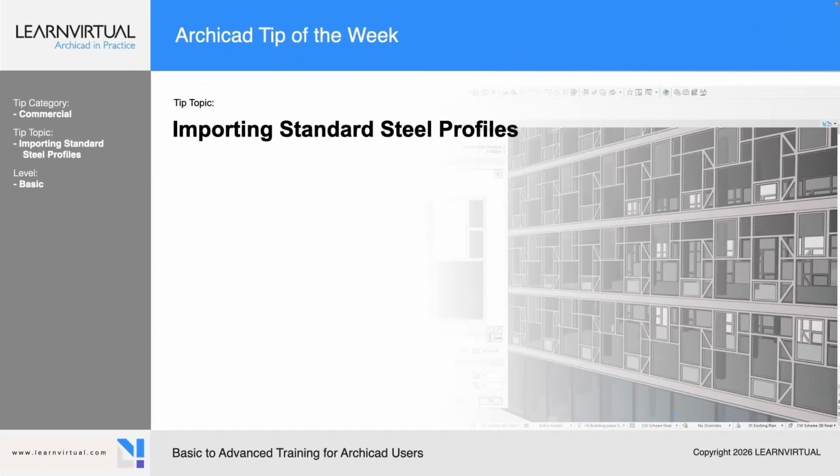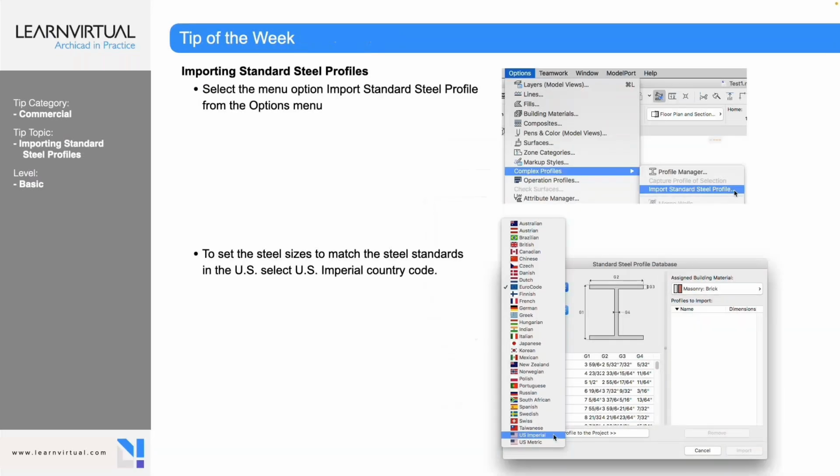Now, Archicad also can import standard steel profiles for your library, so you can create and add standard profiles to the profile maker. The way that we do that is to go into our options menu, go down to complex profiles, and rather than choosing profile manager as we were before, instead we're going to choose the import standard steel profile. When we do that, it brings up this dialog, which is our standard steel profile database.